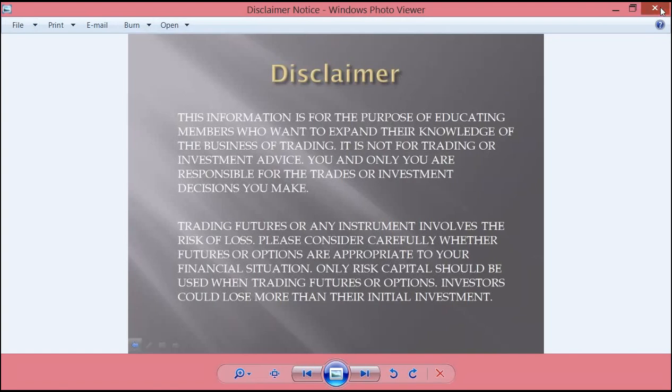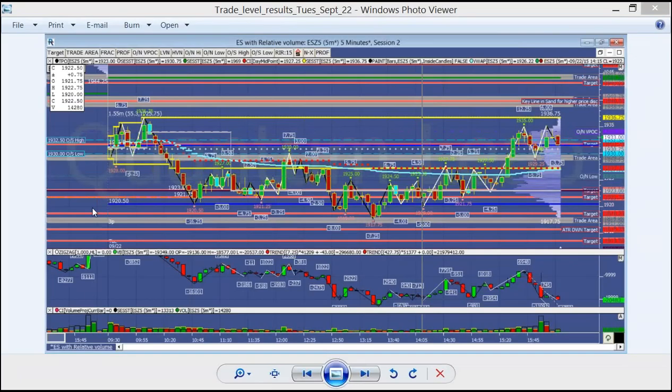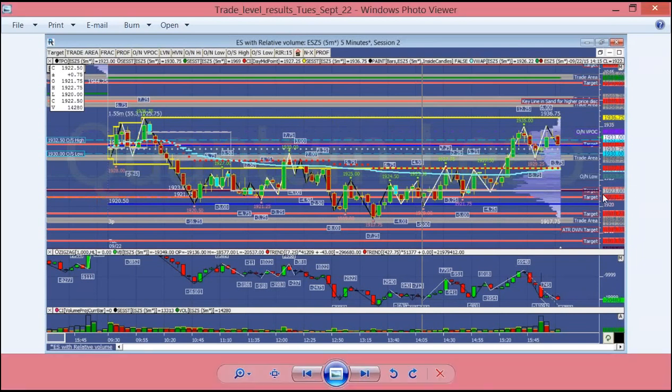Okay, so quickly taking a look at yesterday. Yesterday, our main hypothesis was a rotational day with a downside bias to test that 21-23 area, possibly extend it down to the ATR down target, which was at 1575, with 1912 being the next big level below us. And we were using 1929.25 as our key trade level.